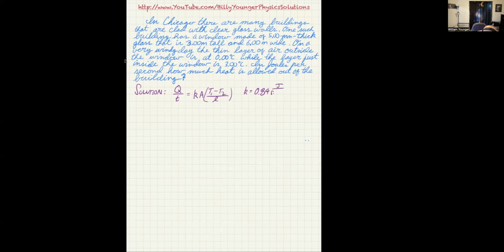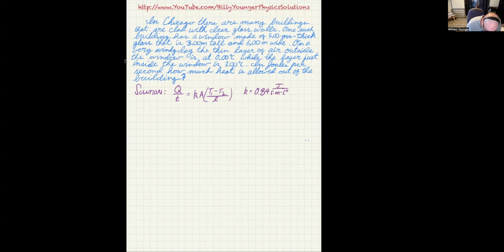But then we also got an A on the top and an L on the bottom. So I've got to cancel out a meter on top, so there'll be a meter in the bottom as well. And I've also got to cancel out a temperature difference in the numerator, and we normally indicate a temperature difference by C degrees instead of degrees C. So we have that quantity.